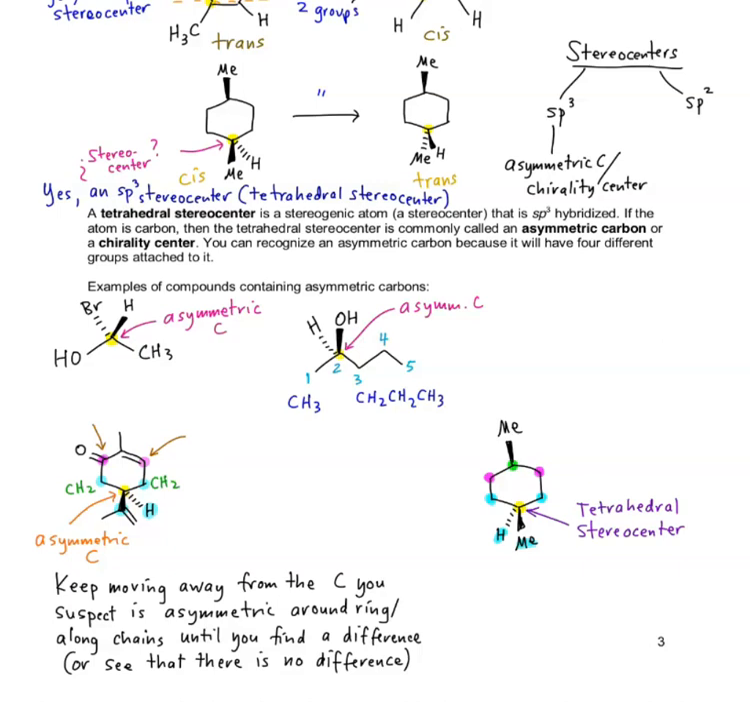So what we can conclude here is that although the highlighted carbon, the yellow highlighted carbon rather, is a tetrahedral stereocenter, it is not an asymmetric carbon. Because it doesn't have 4 different groups attached to it. The good news is that 99% of the time you're looking for asymmetric carbons. And so if you can learn to recognize those, that's going to be a lot of it right there.